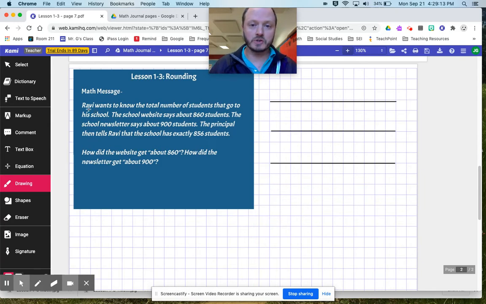Okay, so our question says, Ravi wants to know the total number of students that go to his school. The school website says about 860 students. The school newsletter says about 900 students. The principal then tells Ravi that the school has exactly 856 students. How did the website get about 860? And then how did the newsletter get about 900?